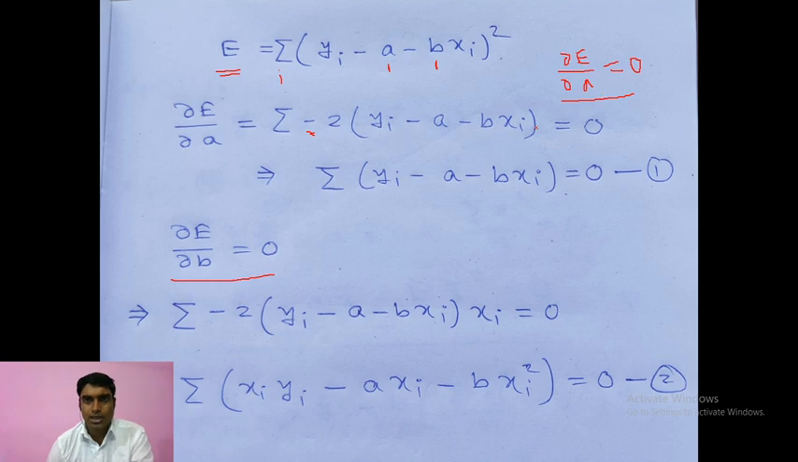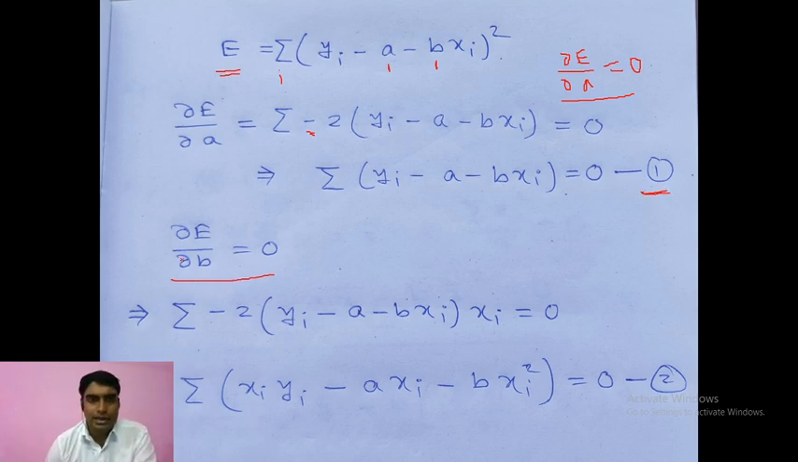So this is the partial derivative, and that should be equal to 0. That is the condition. Now I can take minus 2 out from the sum, and I can divide both sides by minus 2. So I will have only the sum over yi minus a minus bxi equal to 0. That is the first equation I got. I write down, this is equation number 1.